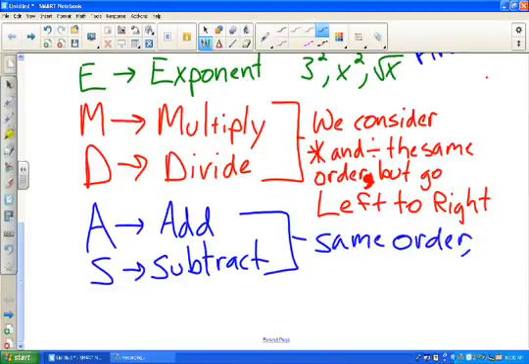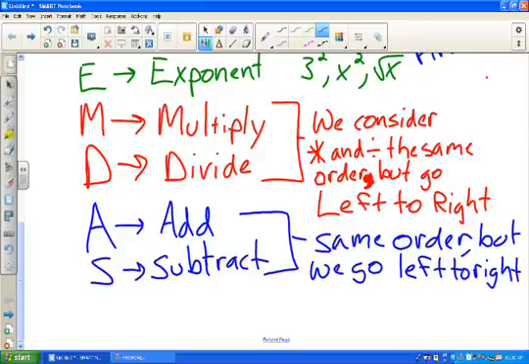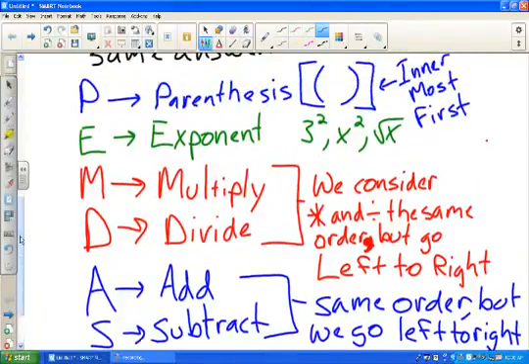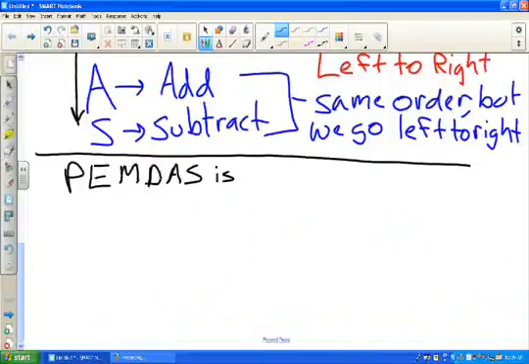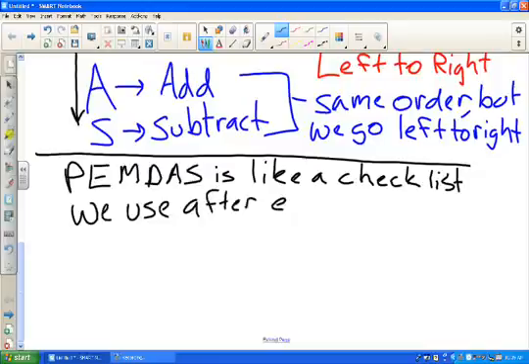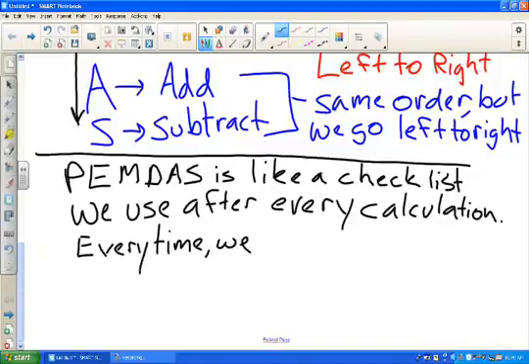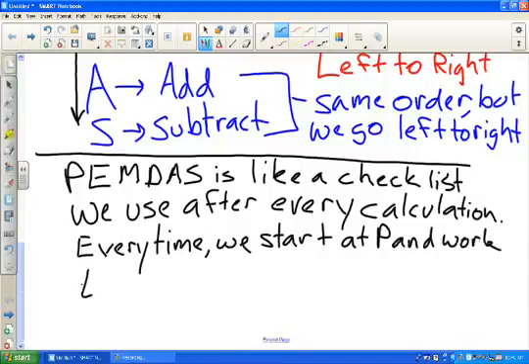Likewise, when we add or subtract, those are considered the same order, but we will go from left to right as well. In other words, you could do subtraction before addition. But for every operation, we're going to start at P and work our way through to S. So PEMDAS is like a checklist we use after every calculation. Every time that we start at P and work through to S for every single calculation.